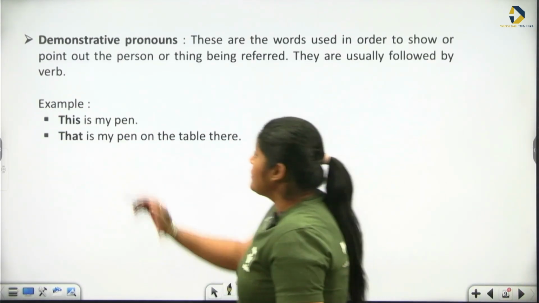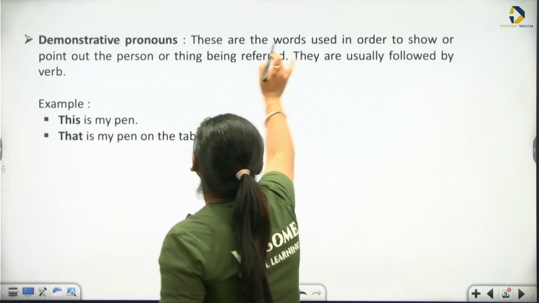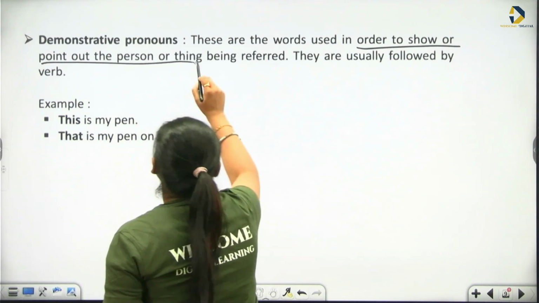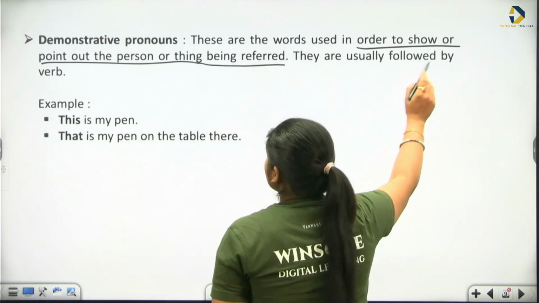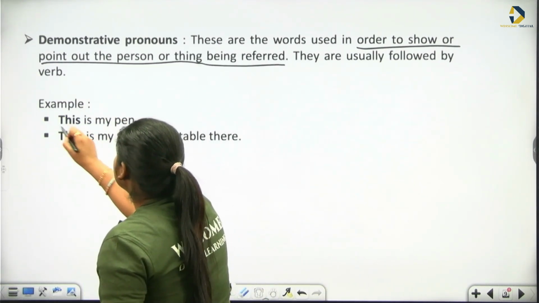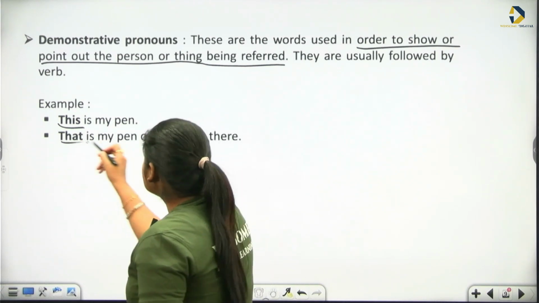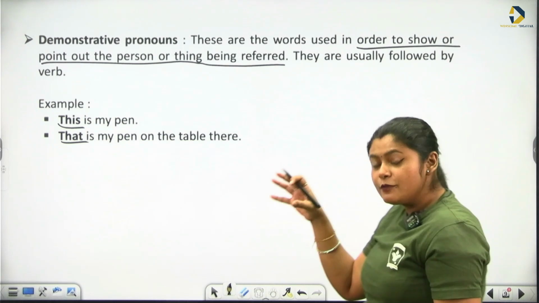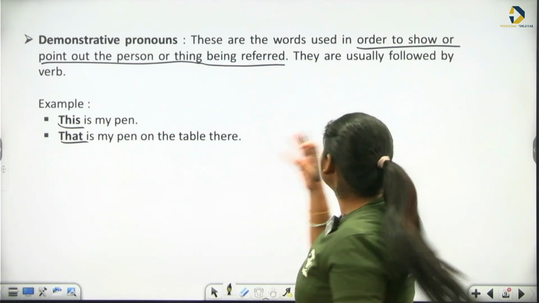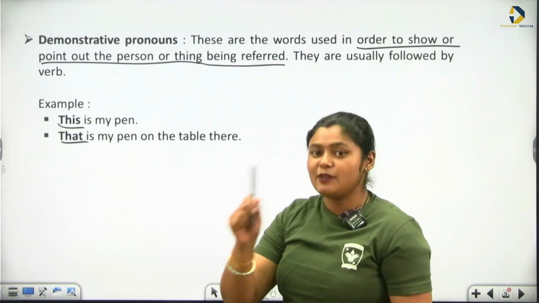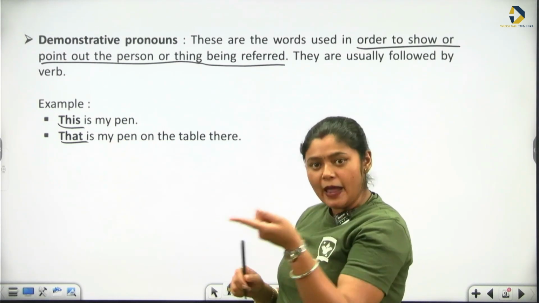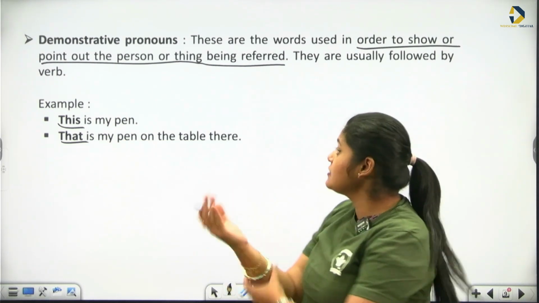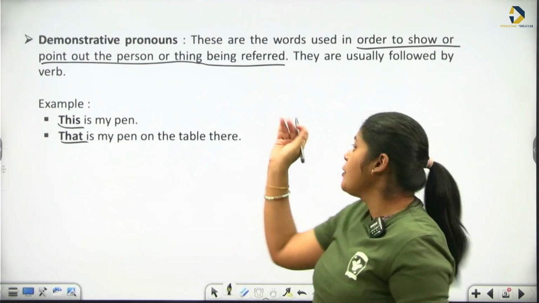Now see, demonstrative pronouns क्या होते हैं? These are the words used in order to show or point out the person or thing being referred. They are usually followed by a verb. Now see, this is my pen. That is my pen on the table there. That means कोई भी word जो हम in order to show, to point out, like this is my pen, ये pen मेरा है, this is my bag, that is my car. तो हम जब कोई भी चीज को point out करके बोलना चाहते हैं, तब we use a demonstrative pronoun.